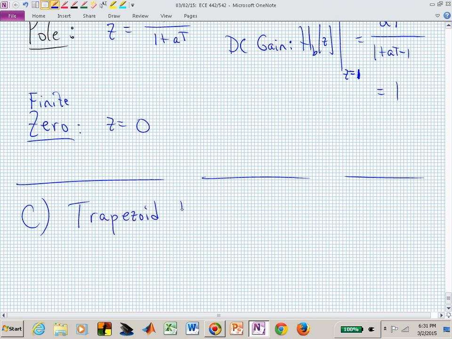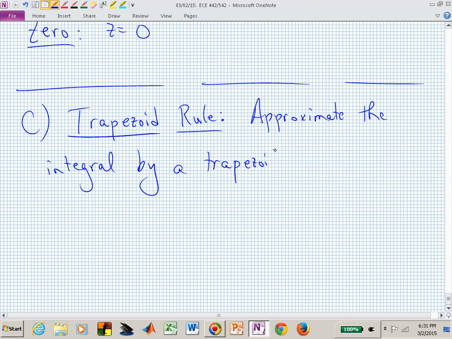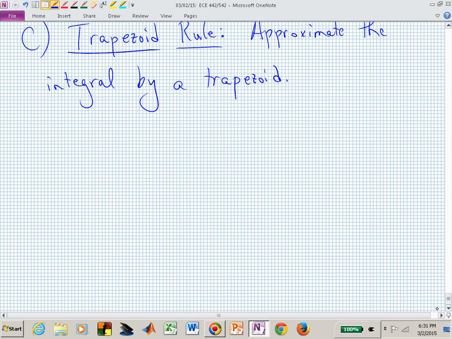the trapezoid rule. Those rectangles were just a little too boring. Let's now create a trapezoidal approximation to that little sliver. We want to now approximate the integral by a trapezoid, which means the top of that sliver is going to have some slope.